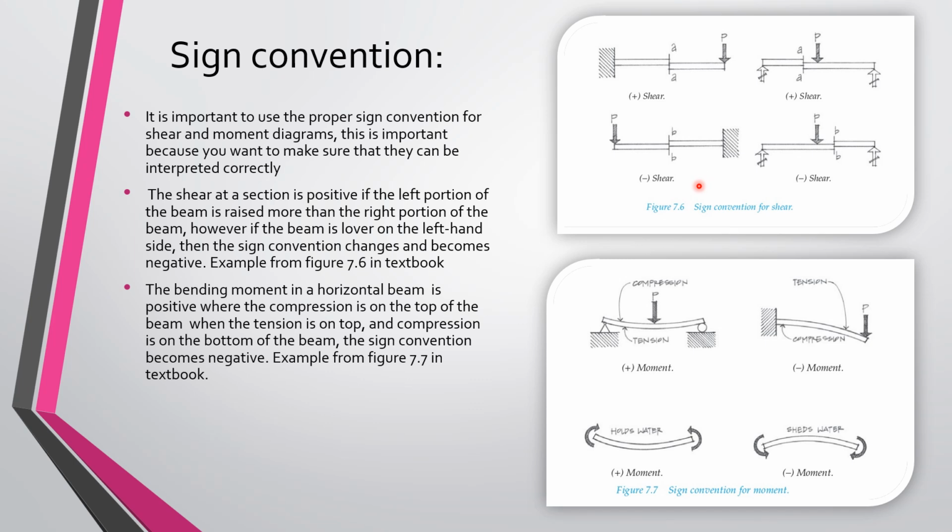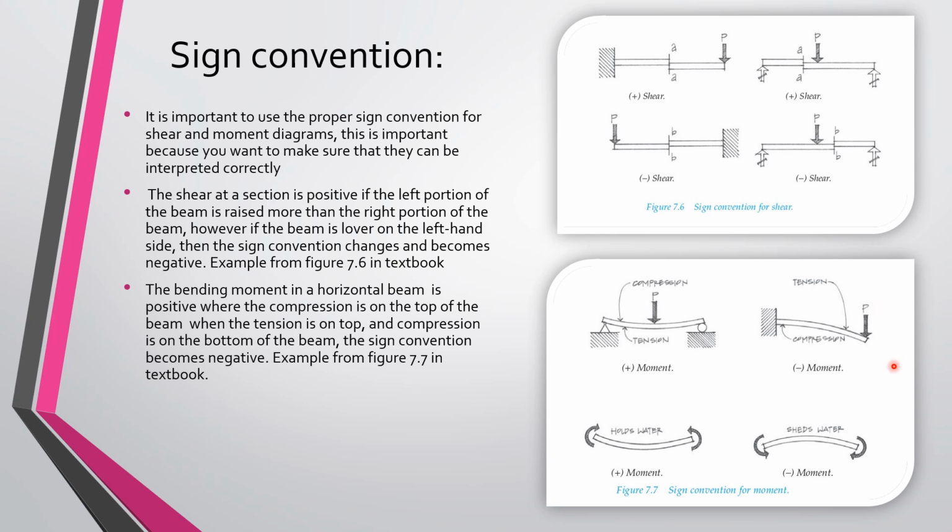But if you look at this one, where the left section of the beam is lowered and the right section of the beam is actually higher, because which side of the beam is raised is changing, it's going to be negative. And the sign convention is going to change. So it's very important to make sure that you add that sign convention, especially with this.